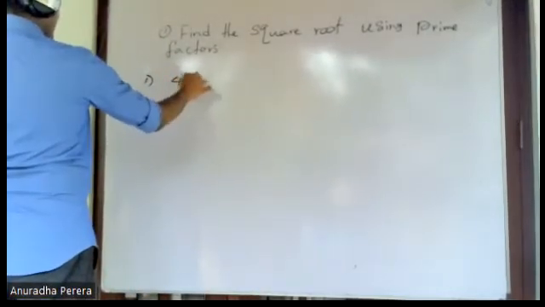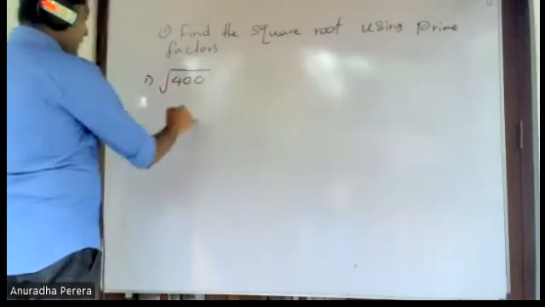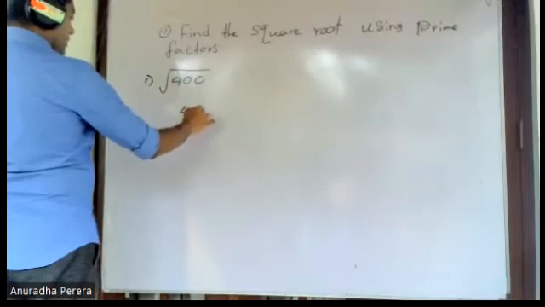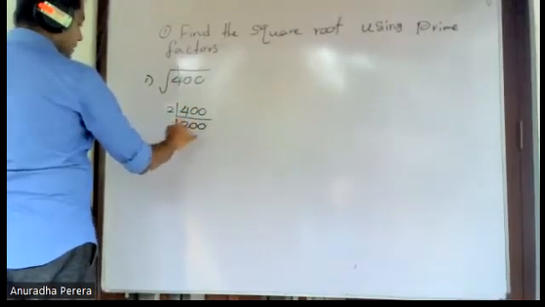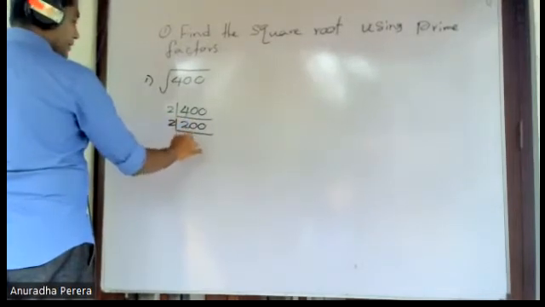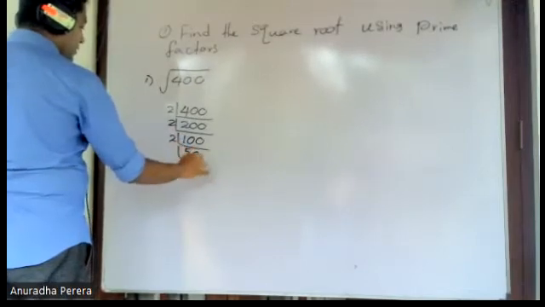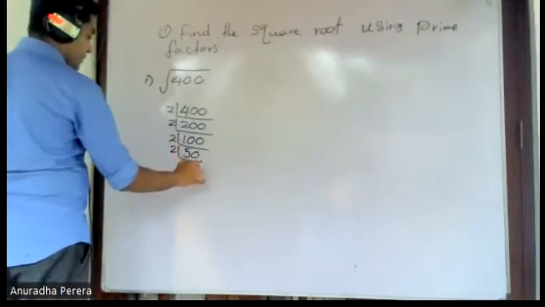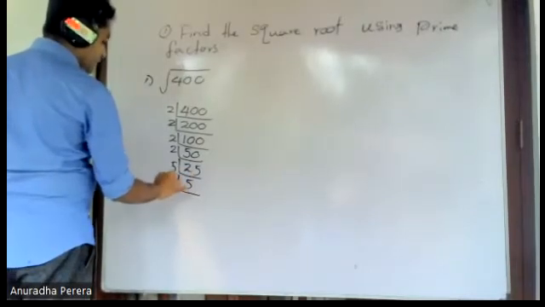Then how to find this? We have to divide this by prime numbers. Divide 400 by 2, 200. Again by 2, 100. Then by 2, 50. Then by 2, 25. Then by 5, 5. Finally by 5, 1.